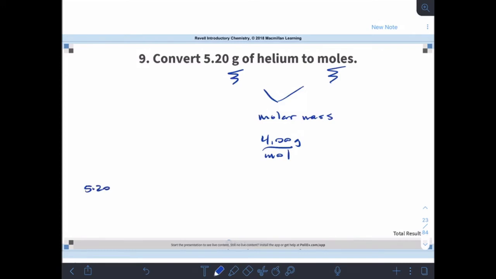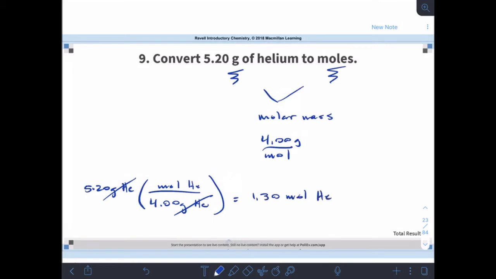Okay, so nothing fancy with this particular problem. So 5.20 grams of helium. And I'm going to write my conversion factors so that grams are on the bottom, because I want grams to go away. So my grams will cancel, leaving me with moles of helium. So we end up with 1.30 moles of helium.